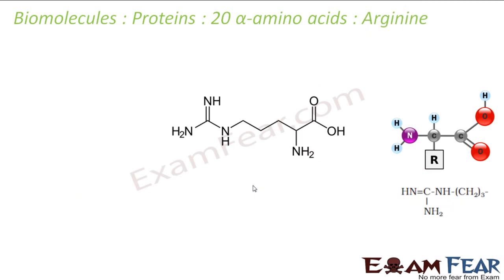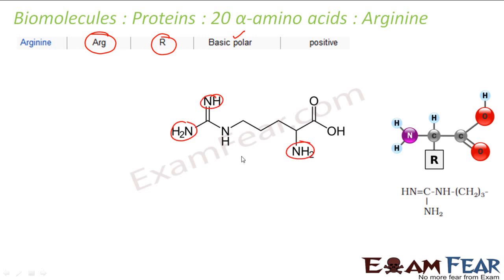The next is arginine. This is the 3-letter word ARG and 1 letter is R. It is a little basic because it has more of NH2. The earlier one was neutral because it had equal number of NH2 and COOH. It has more of NH2, only one COOH. It's more of basic. And this is the formula C6H14N4O2.